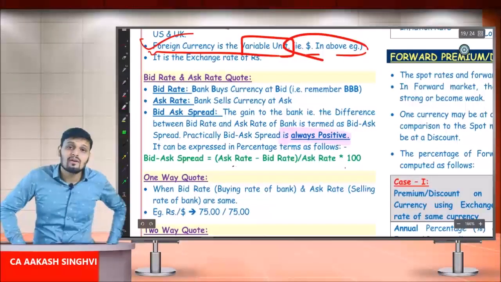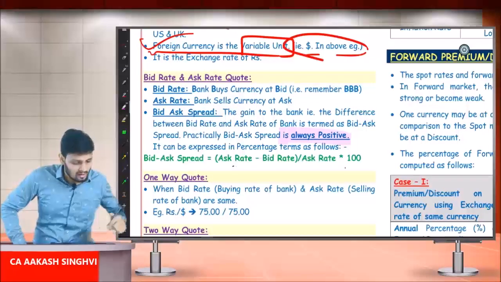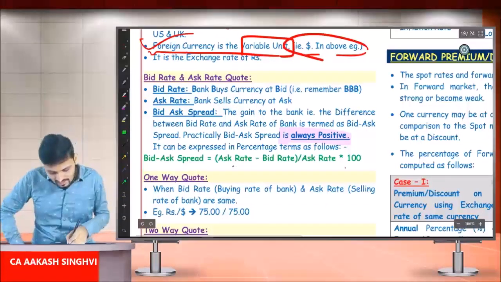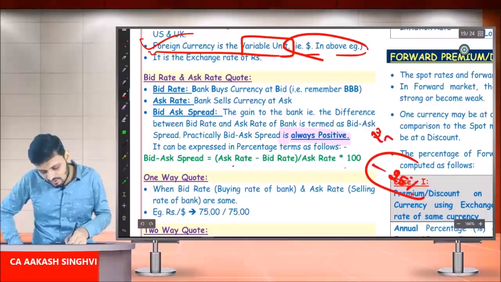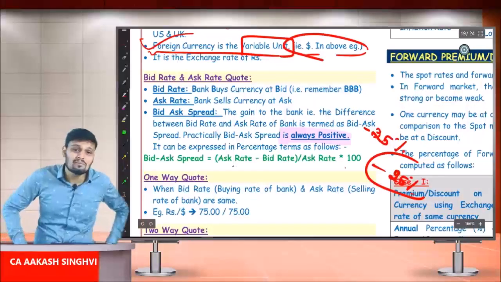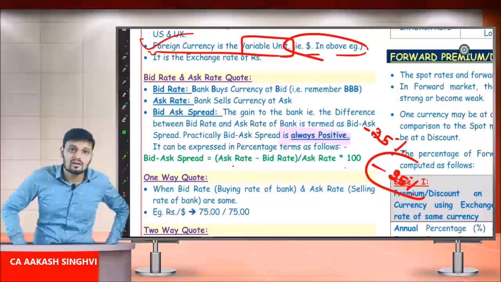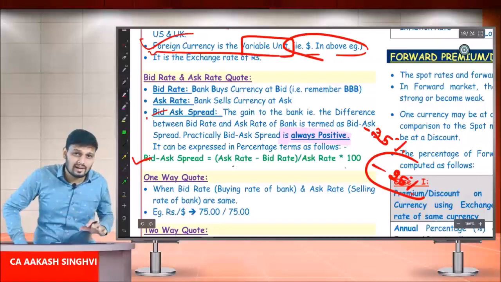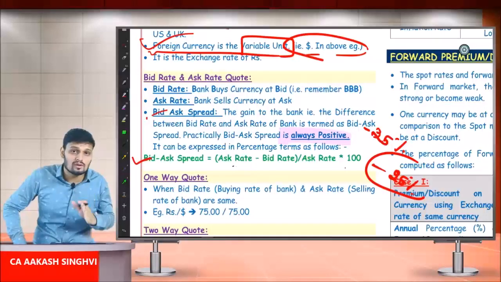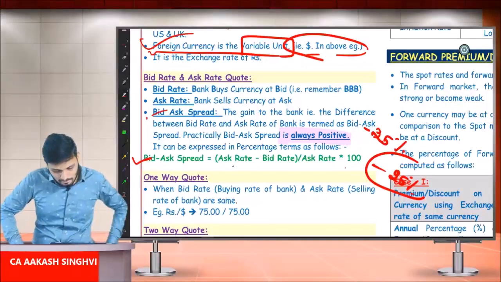Bid ask spread will always be positive. Obviously, only if it is positive. Do you think any company will like a GP ratio of minus 25%? Will any company like this? No, right? Same way it is for the bid ask spread. Bid ask spread will never be negative. It should always be positive. Only then will the forex dealer or the bank make a profit, or else it will go into loss.